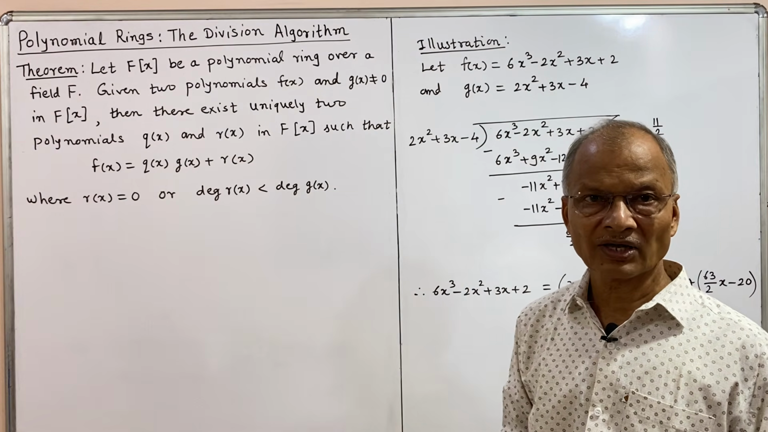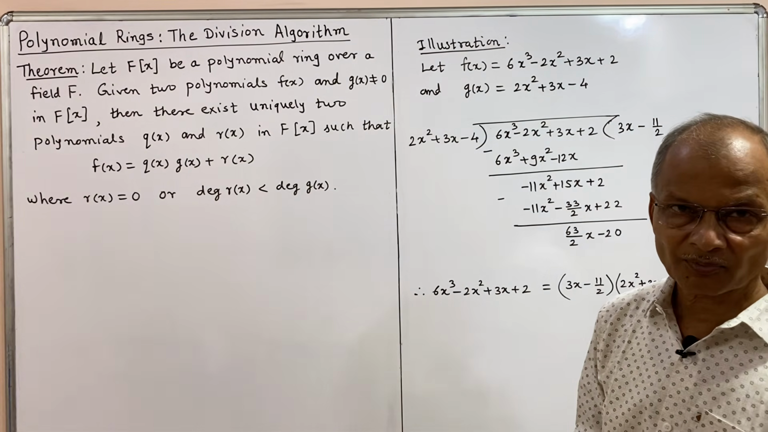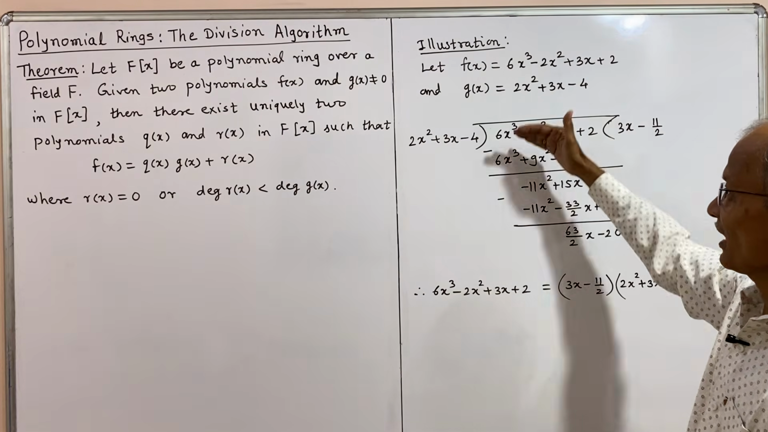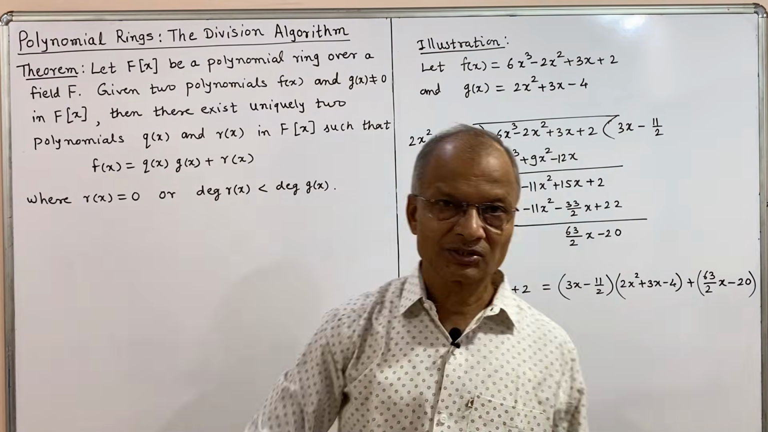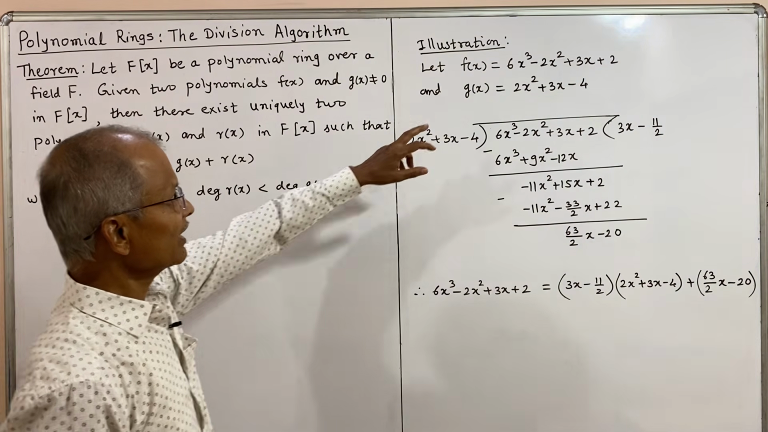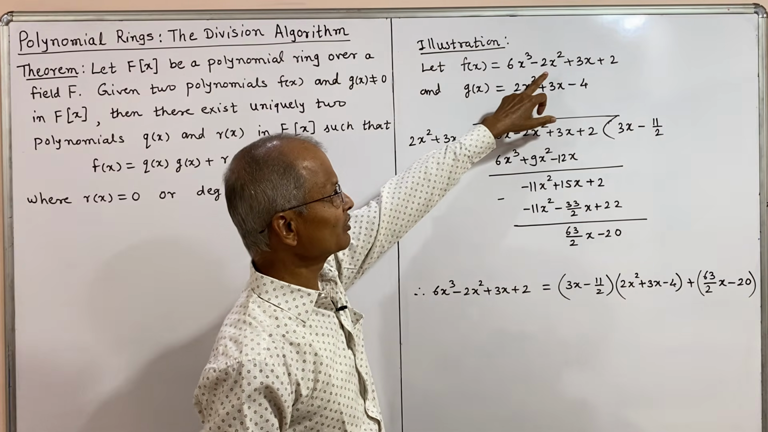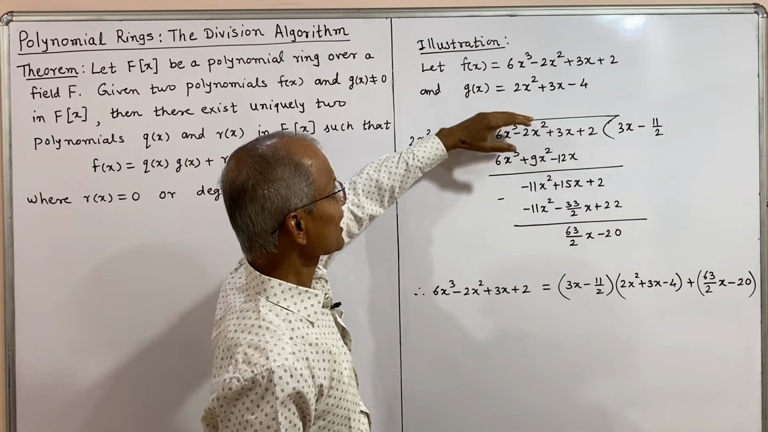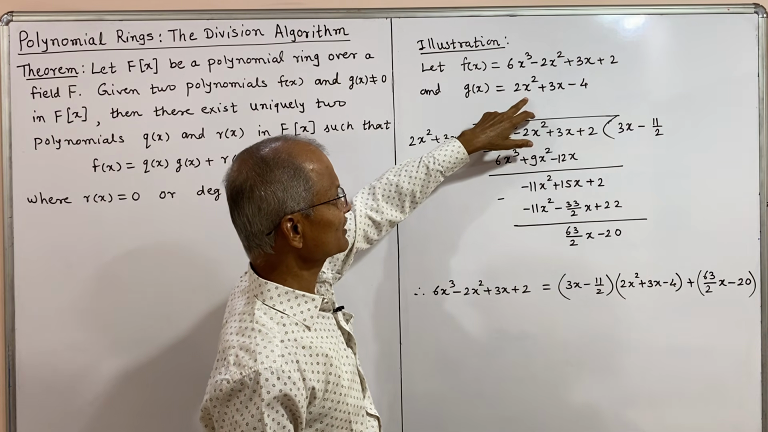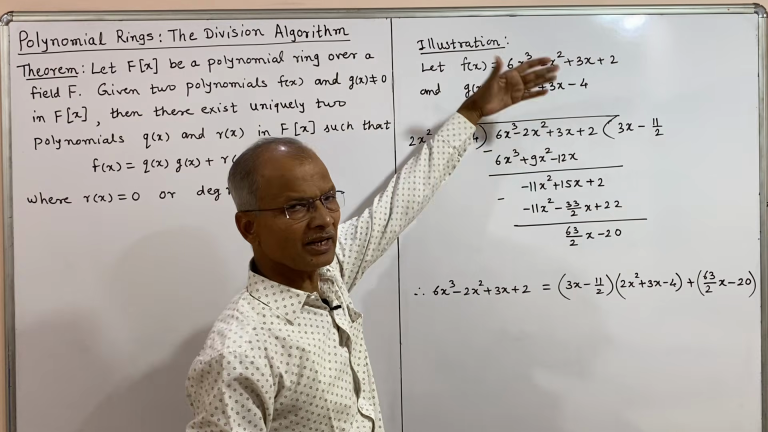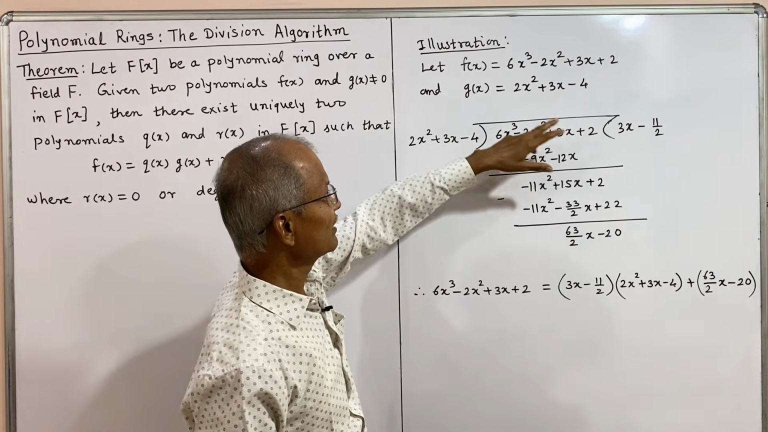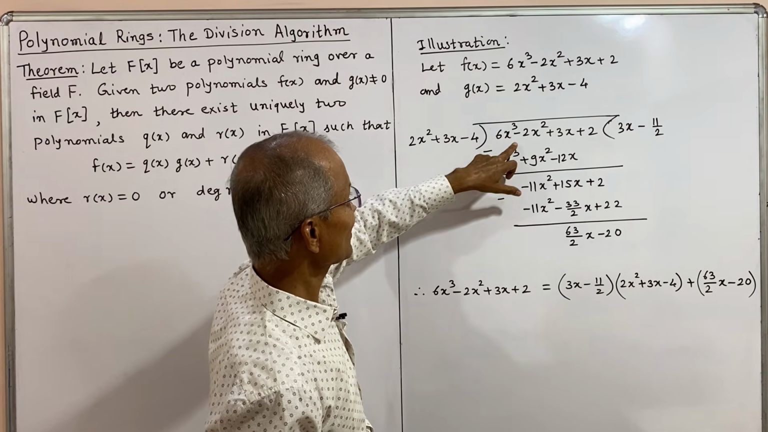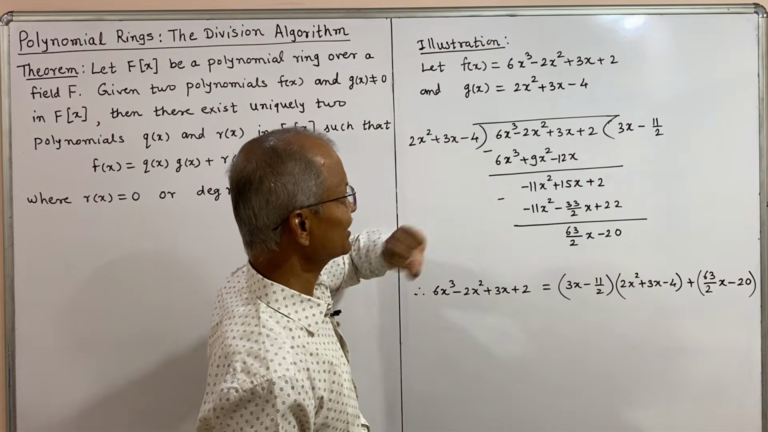We have already divided one polynomial by another polynomial earlier in school mathematics. The same example I have written here for illustration of this division algorithm. We shall take f(x) as 6x^3 minus 2x^2 plus 3x plus 2. This is a polynomial of degree 3. And g(x) is 2x^2 plus 3x minus 4. Any example can be taken. Now we shall divide f(x) by g(x).